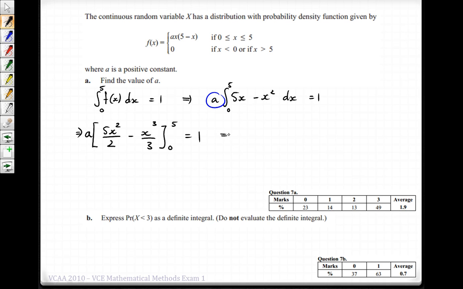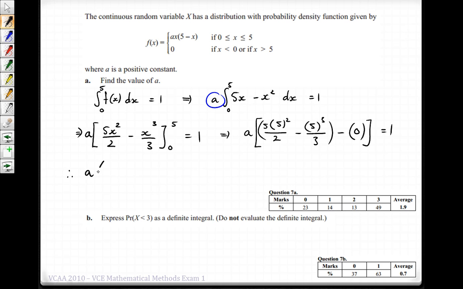So this implies that a outside of, F of 5 take F of 0. So F of 5 is 5 outside of 5 squared on 2 minus 5 cubed on 3. Take F of 0, which is just 0, equals 1.